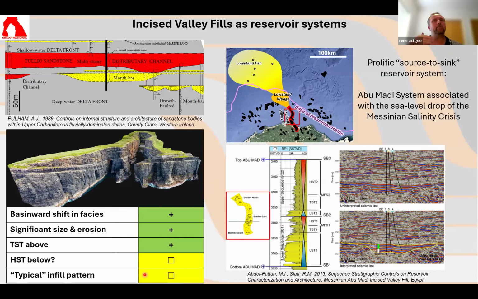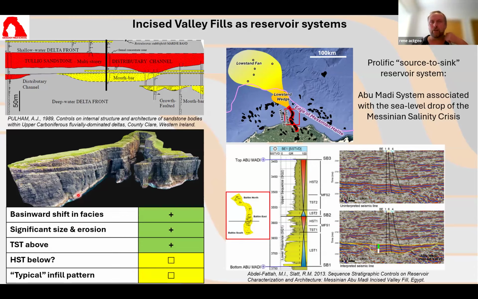A couple of things that are maybe a little bit less typical in here is that it's kind of peculiar that the stacking pattern below us, while initially being progradational, becomes retrogradational before we see the sequence boundary. So it doesn't have the very typical feel of eroding into an underlying highstand, but obviously, that can be quite variable. So that's just something to think about here.